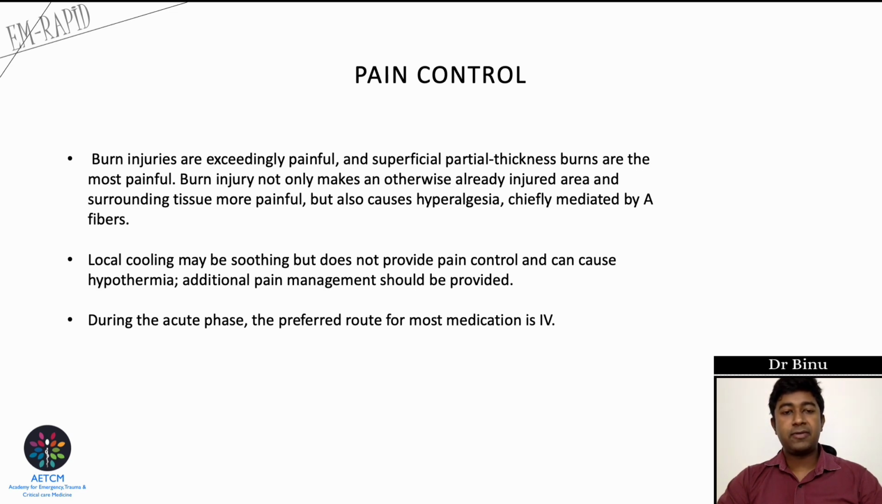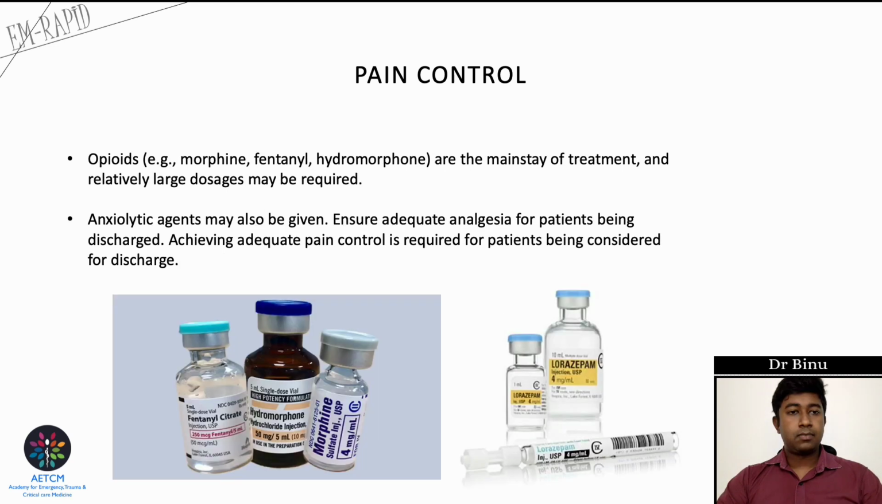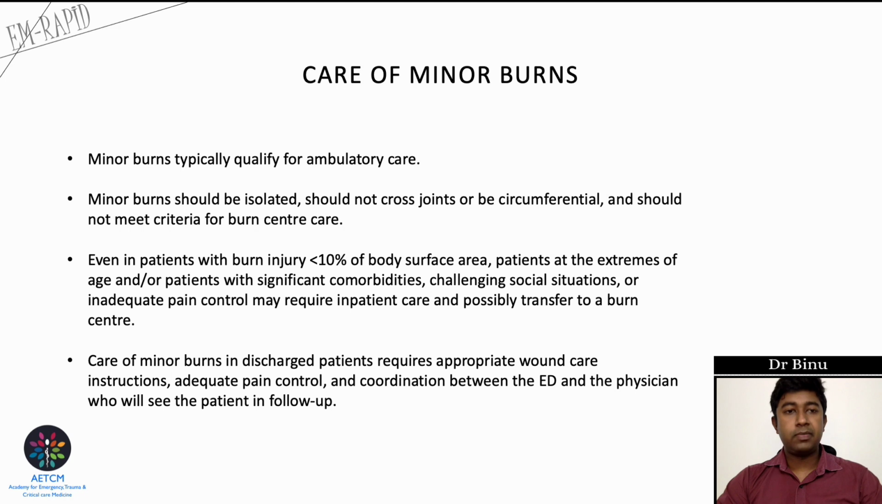In the acute phase, the preferred route is mostly IV. Opioids like morphine, fentanyl, and hydromorphone are the mainstay of treatment, and relatively large doses are required in the initial phase. A short-acting benzodiazepine can also be given to calm down the patient. Ensure adequate analgesia for patients being discharged, as achieving adequate pain control is required for patients being considered for discharge. Now coming to the care of minor burns.